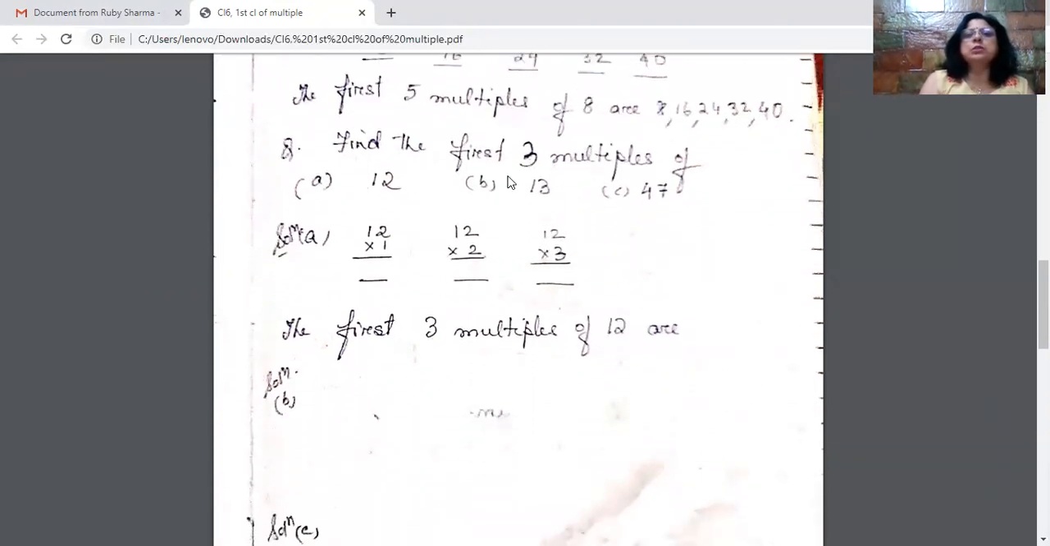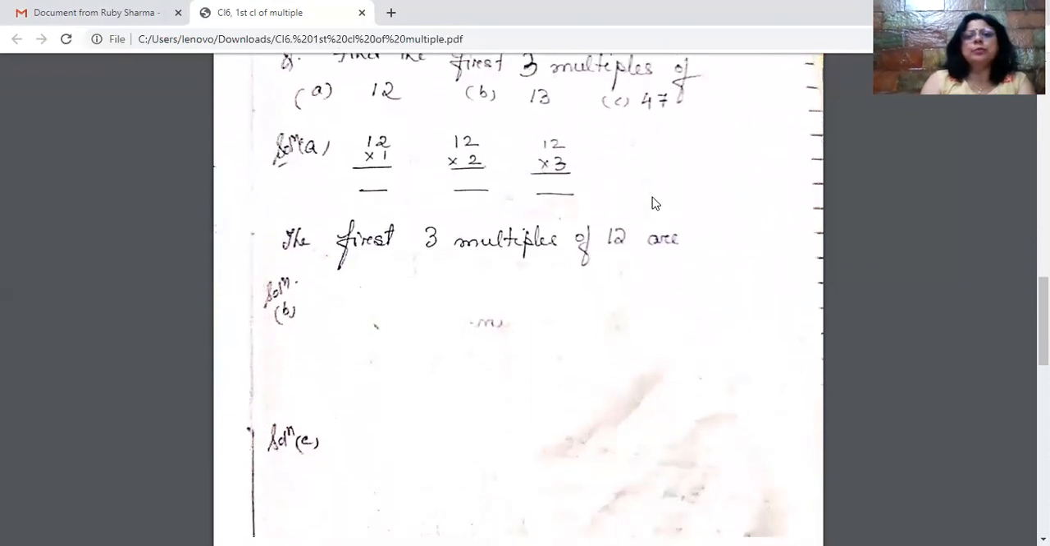Now find the first 3 multiples of these. So how will you find out? 12 into 1, 12 into 2, 12 into 3. And then you write the first 3 multiples of 12 are: 12, 24 and 36. Then you find the first 3 multiples of 13. First you calculate it and then you write it down. So then you find the first 3 multiples of 47. Is it clear, all of you?